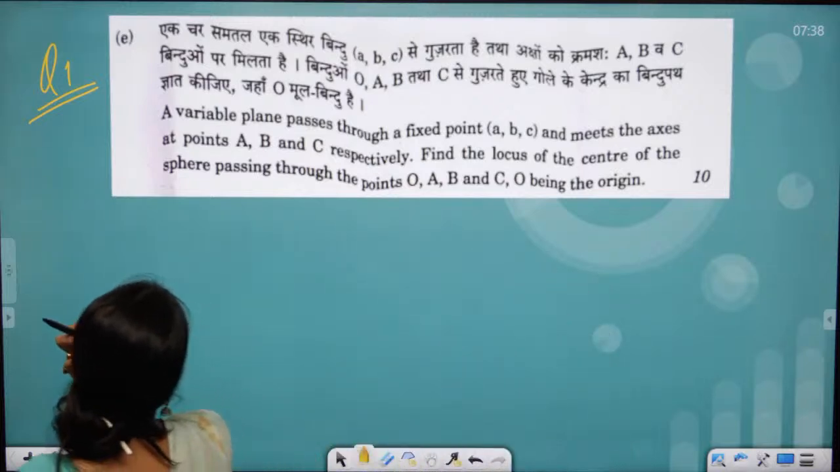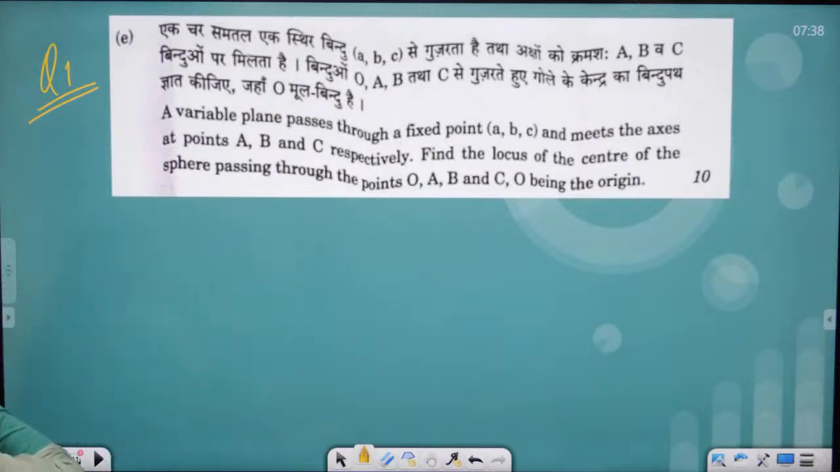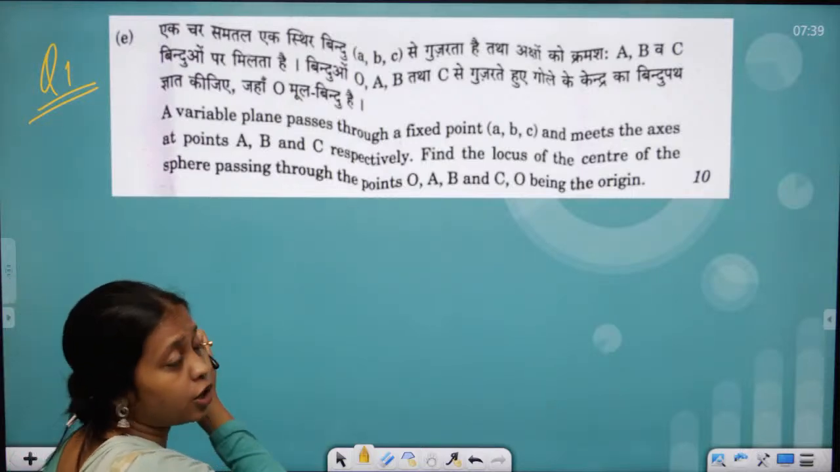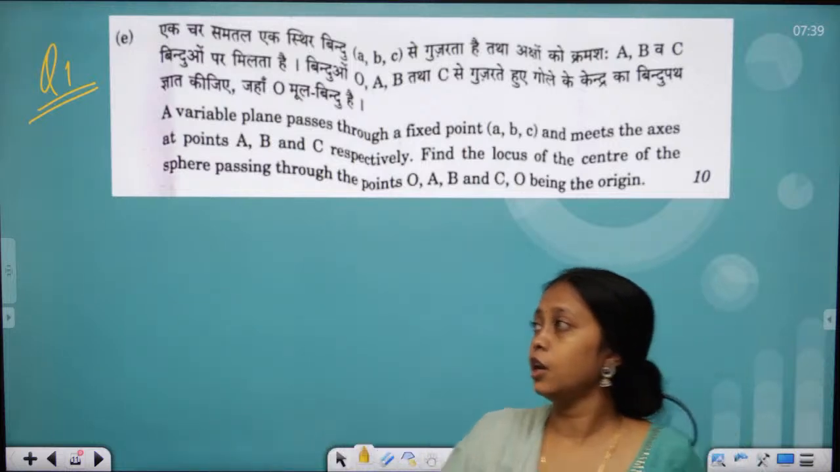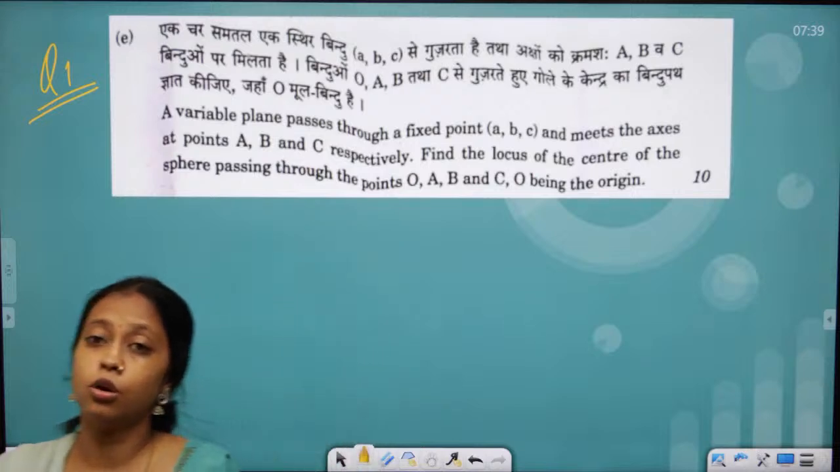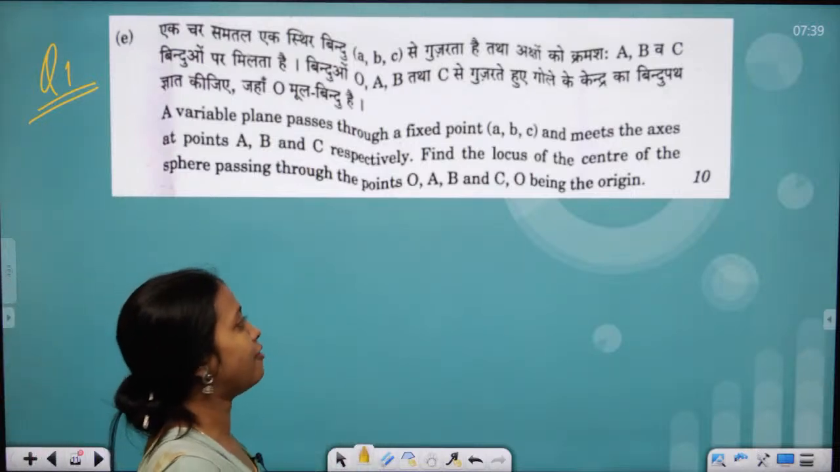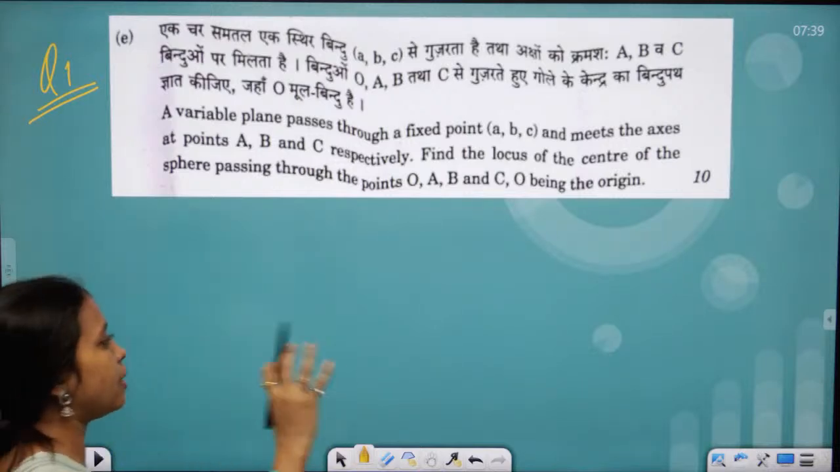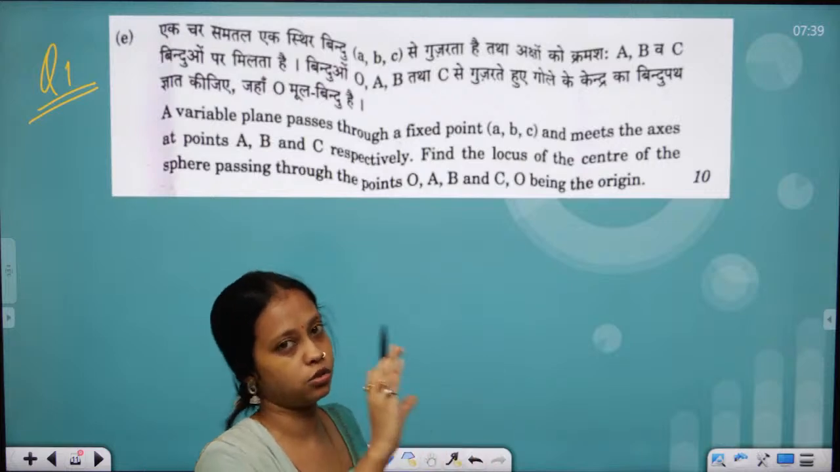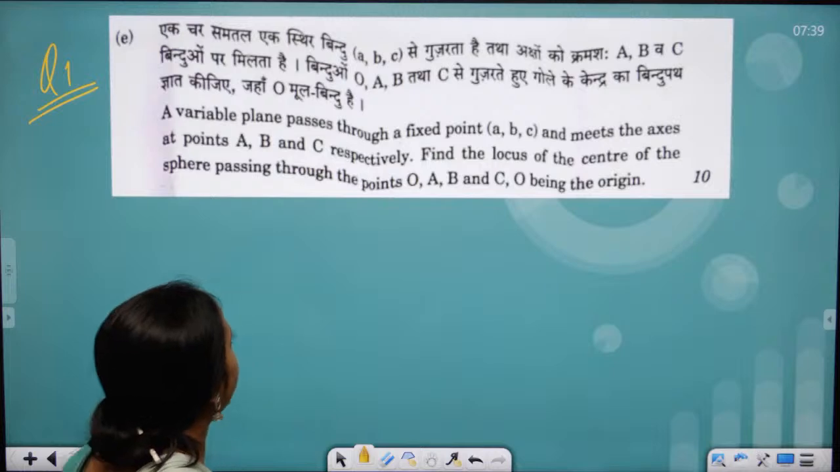A variable plane passes through a fixed point (a, b, c), analytic geometry. The question was from analytic geometry. Again, I told you for analytic geometry, the intuitive idea is very important. If you are not able to see the things, there will be a problem. Okay, and it's not like everything you can visualize, but the basic theory part, basic things you should be able to work on with intuition, right?